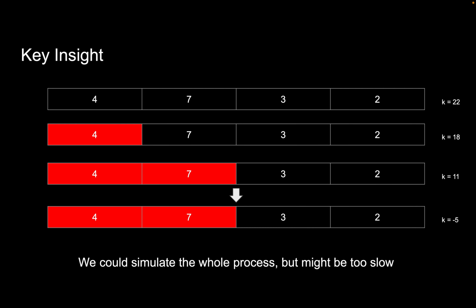The thing is, we could simulate the whole process, but this might be too slow. For example, in this case, we could go down after 11 to 8, and then to 6, and then to 2, and then when we go to the second person in the array again for the second loop, we realize that k is already minus 5, which is less than 0, which means that person 2 would have had to replace the chalk. Is there a faster way of doing this rather than simulating the whole process?